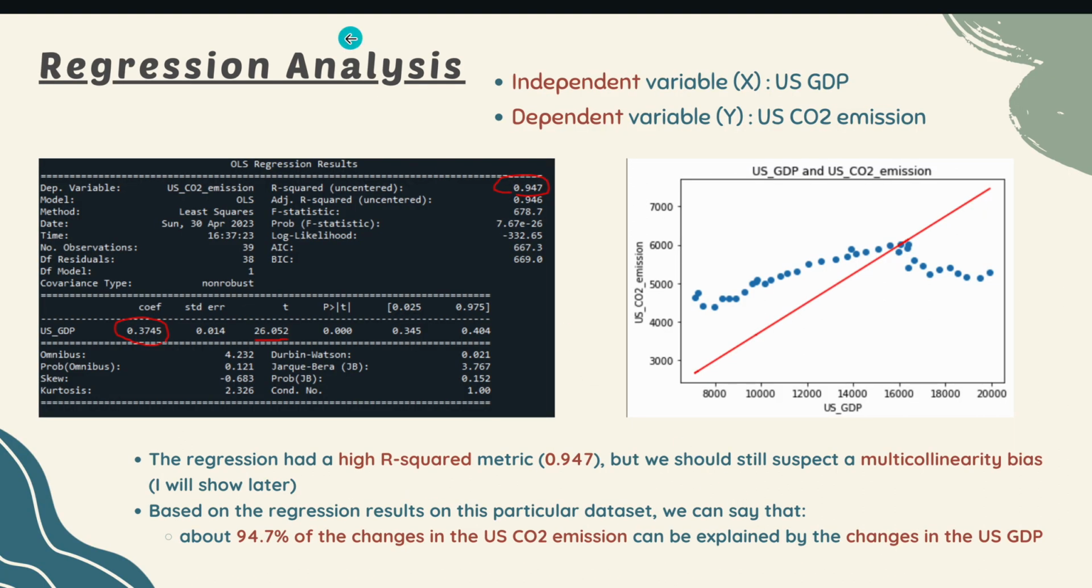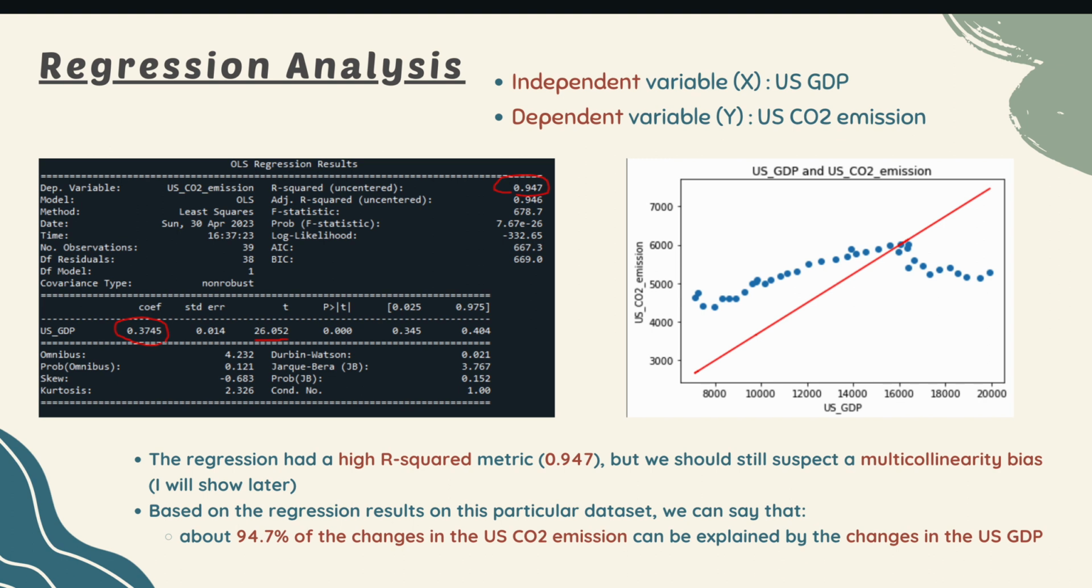So in the regression analysis, my independent variable is US GDP and the dependent variable is US CO2 emission. We can see that we have a very high R-square, which is 0.947. So this means that 94.7% of the changes in the US CO2 emission can be explained by the changes in the US GDP, but we can still suspect multicollinearity bias.